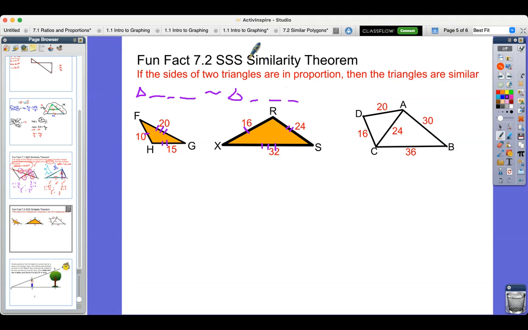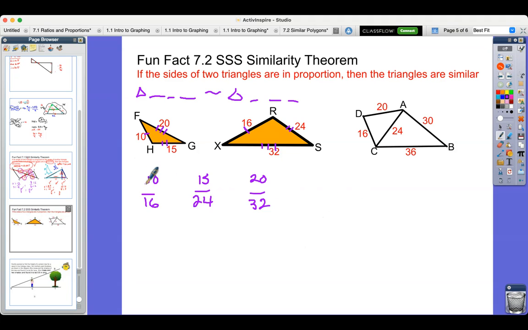This is the similarity statement. So when they ask, tell me the similarity statement, you're saying, in what way are these triangles similar in the right order, letter-wise? So let's double check. We're going to do 10 over 16, 15 over 24, and 20 over 32. They all should hopefully reduce to the same thing.